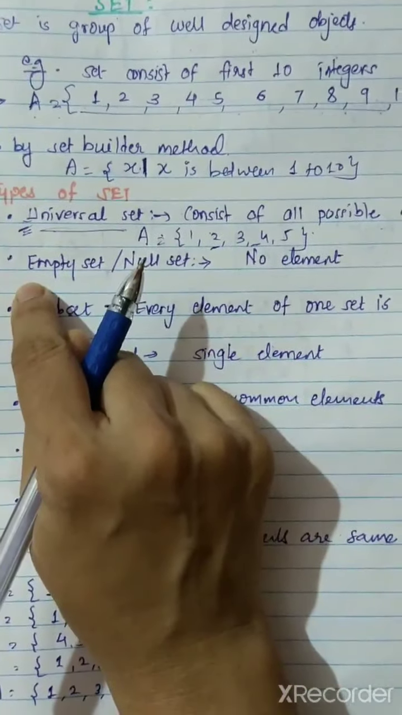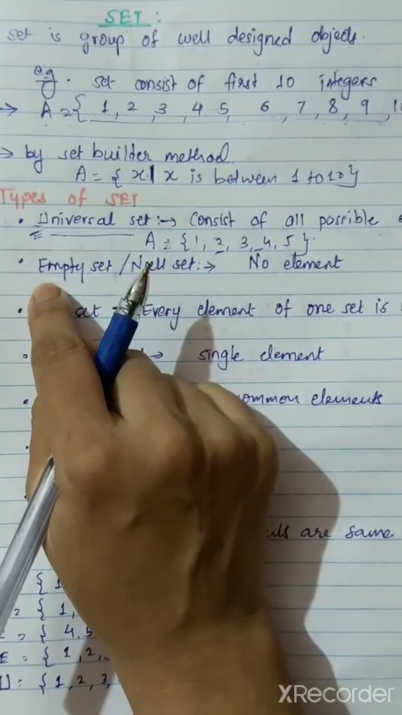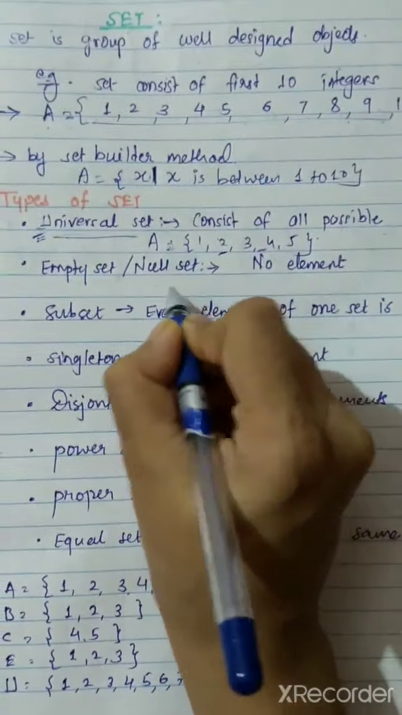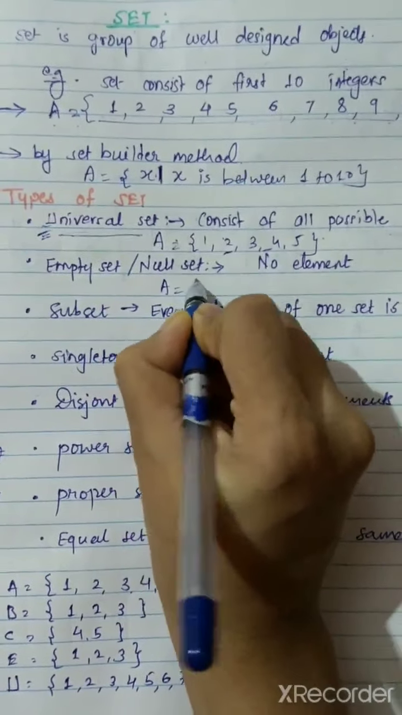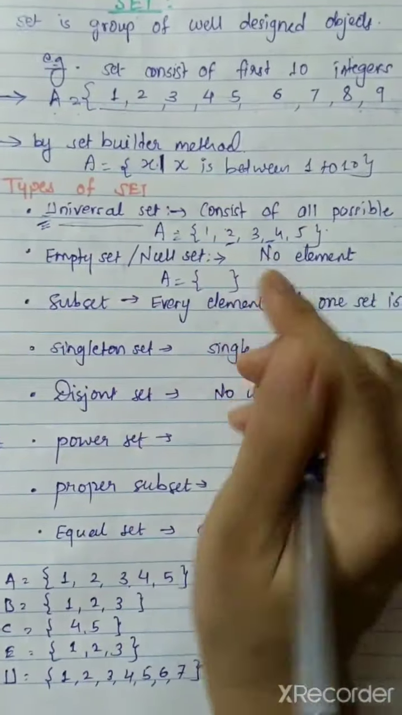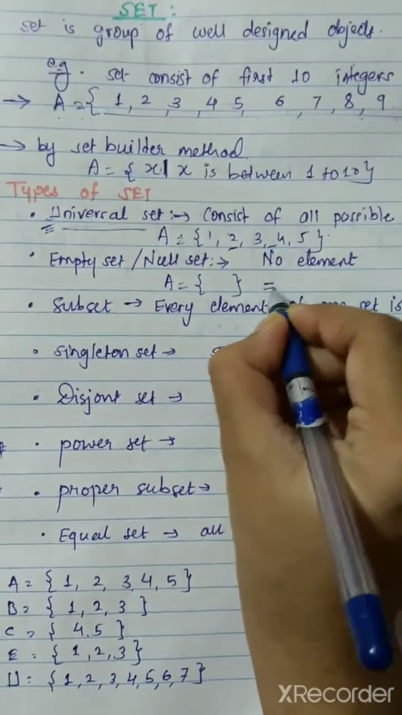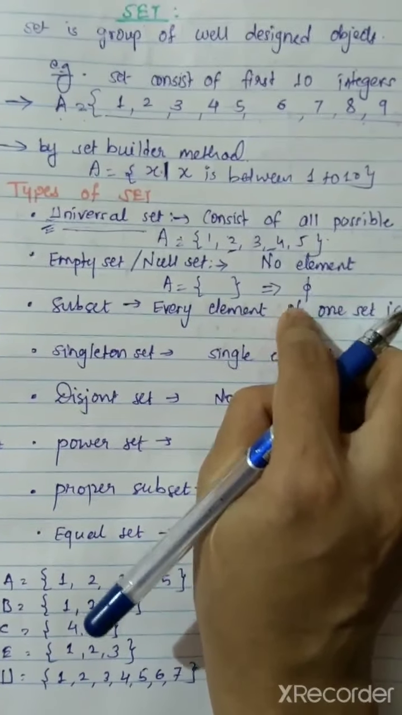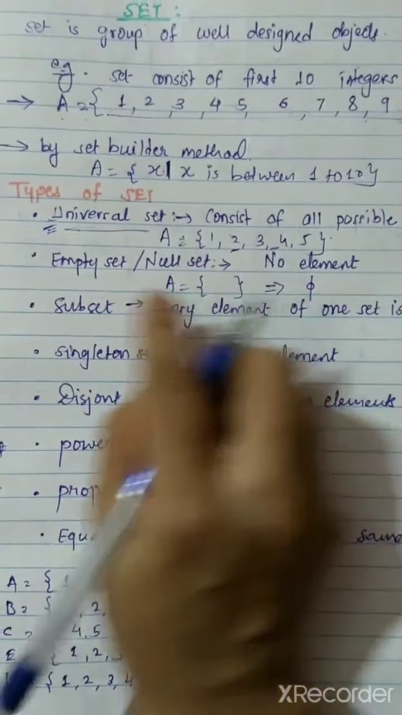Now the next set is the empty set or null set. The set which does not contain any element. There will not be any element at all. So A is equal to the empty set, completely empty. This set can also be represented by phi. Phi stands for what? Null set.